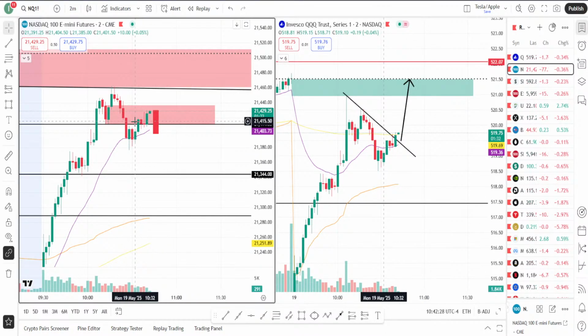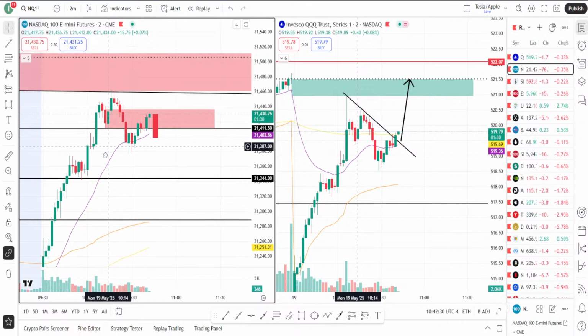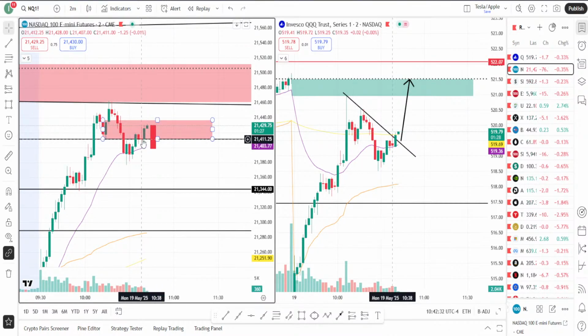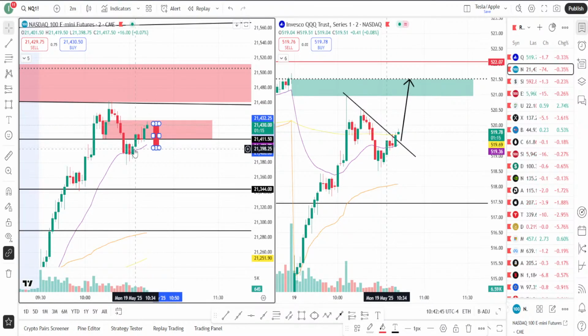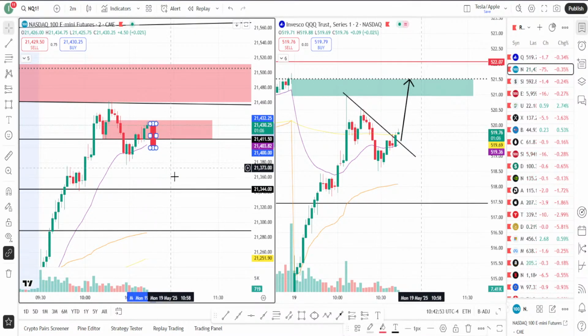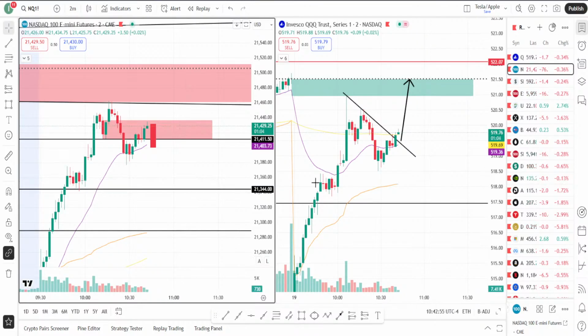So okay, we're supporting off of this previous area of support here, right? Close below it, and now it's kind of being used as support again. But if I want to sell this, I need to see some kind of sign that the sellers are taking control. I need to see some kind of pattern, I need to see it visually that the sellers are taking control.